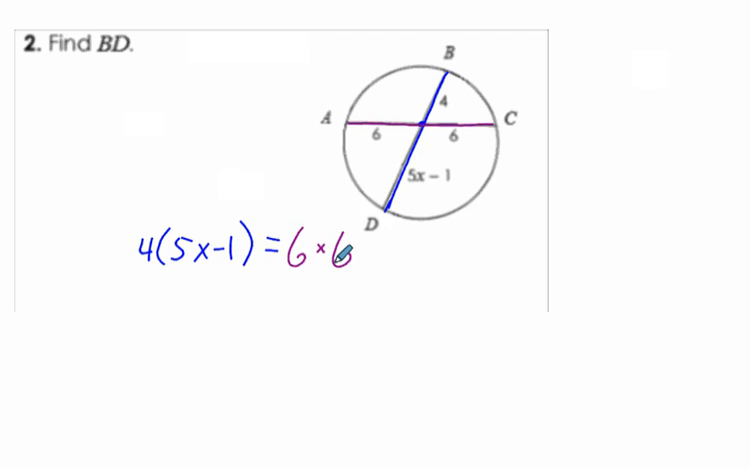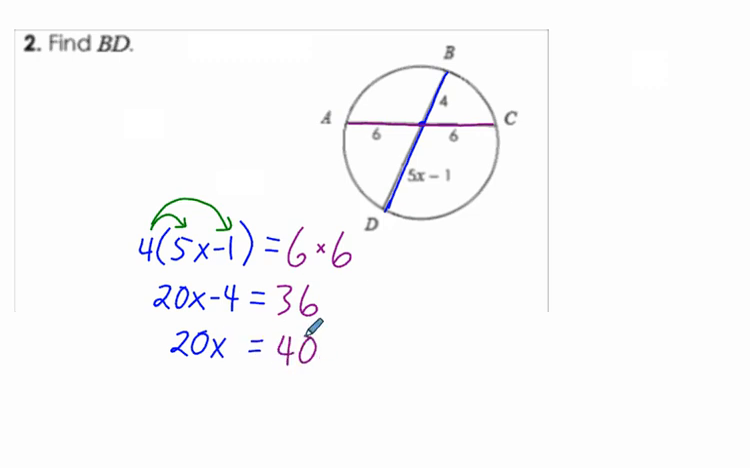In this case, we've got to distribute on the left side. So we're going to multiply the 4. We're going to end up with 20x minus 4 equals 36. And then it becomes a two-step equation from that point. So we're going to add 4 to both sides. So we'll end up with 20x is equal to 40. Divide both sides by 20, and we end up with x is equal to 2.